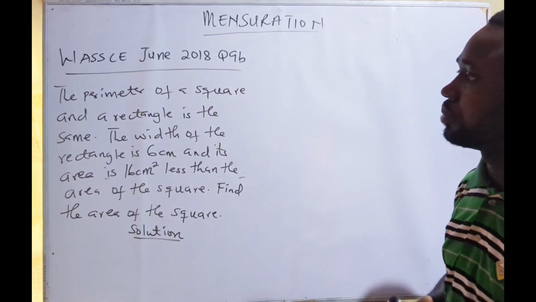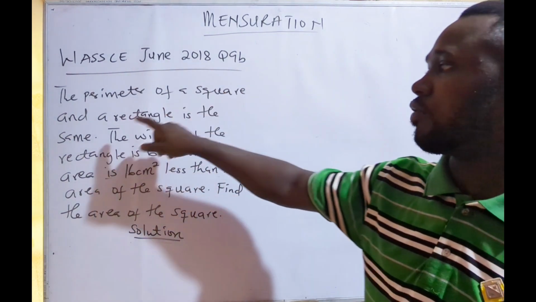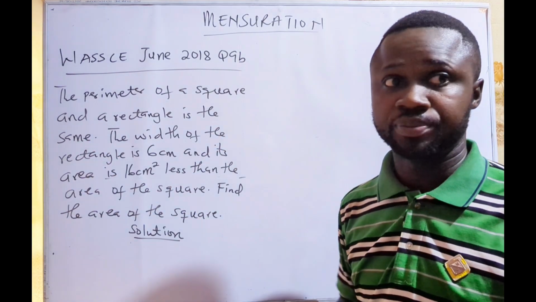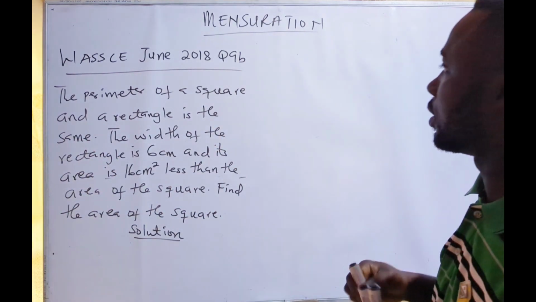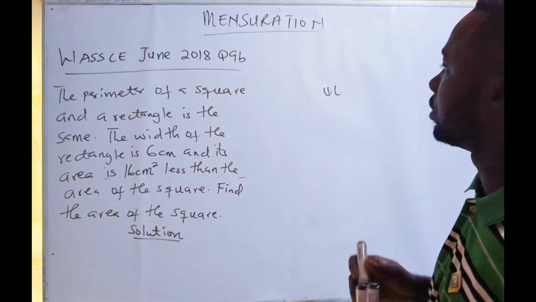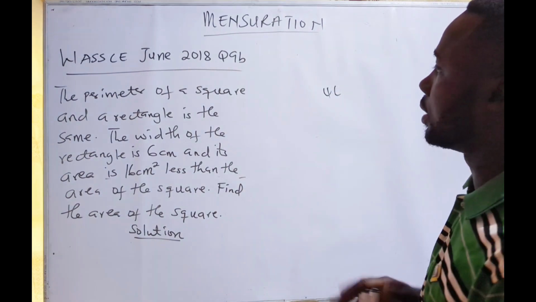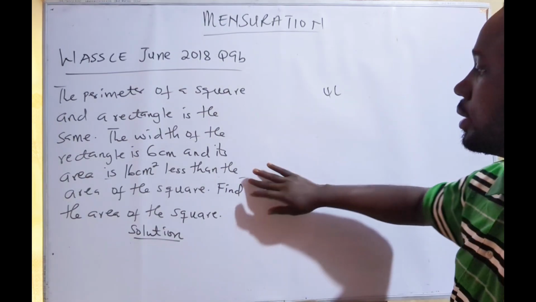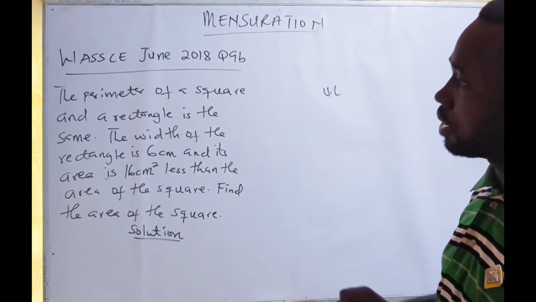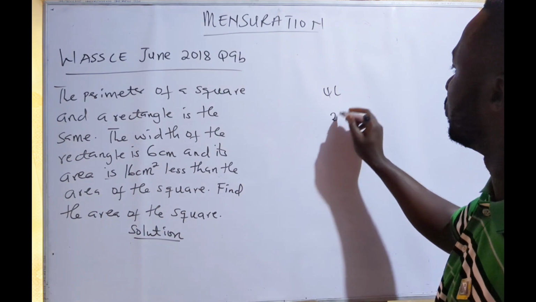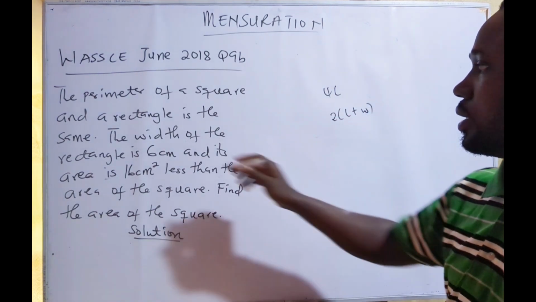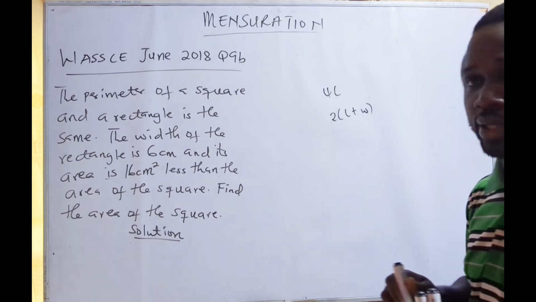Okay, so first of all, the question says that the perimeter of a square is the same as that of what? That of a rectangle. So what is the perimeter of a square? We know it is 4 times the length. All the sides of a square are the same, so you get the side and then you multiply by 4. What of a rectangle? 2 times the length plus the width, or breadth. Since there is width here, let's use the width.